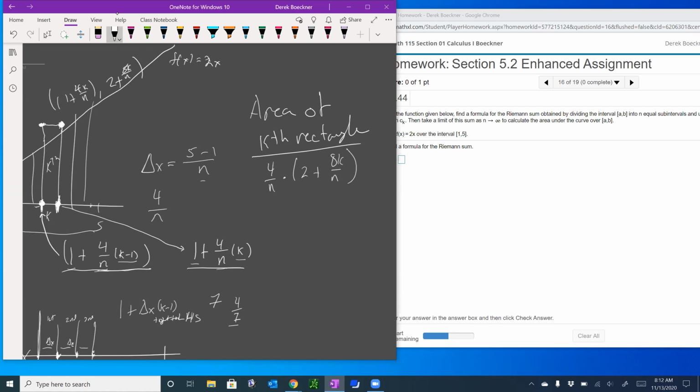And I want to add these up. So total area is going to be the sum from k equals 1 to n, because I'm adding up the first rectangle, the second rectangle, the kth rectangle, the nth rectangle. And we're going to add up these areas, which is 4 over n times 2 plus 8k over n. All good with that?